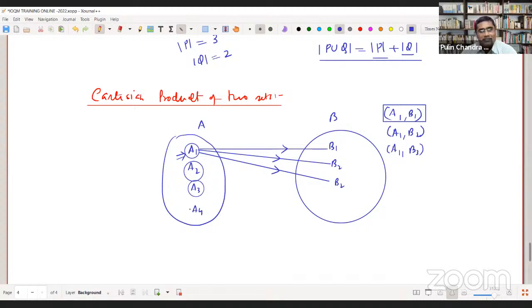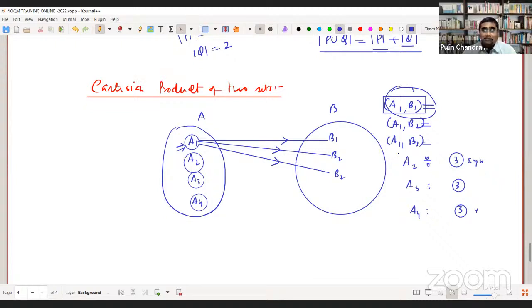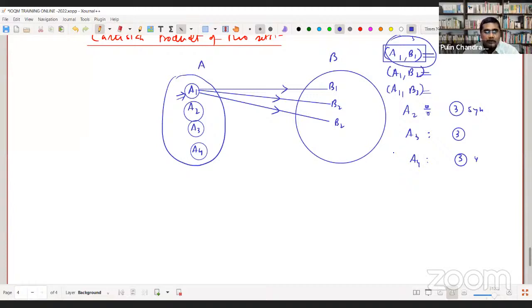So how many friends are here altogether? 4 persons. Each person meets 3 of them. So in total how many such symbols will I get? For A1 I got 3 symbols, then for A2 again 3 symbols, for A3 3 symbols, and then for A4 also 3 symbols. So in total, 12. Instead of doing this in such a big way, we can directly apply the multiplication principle.